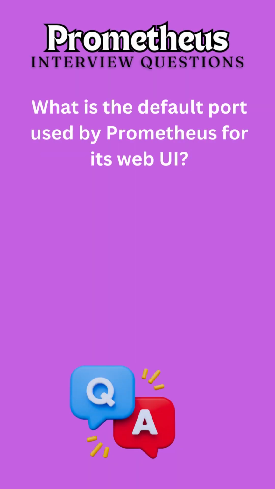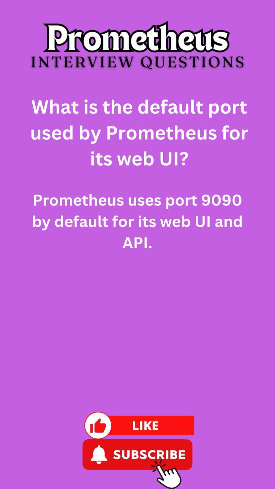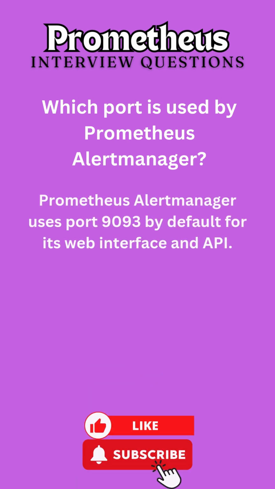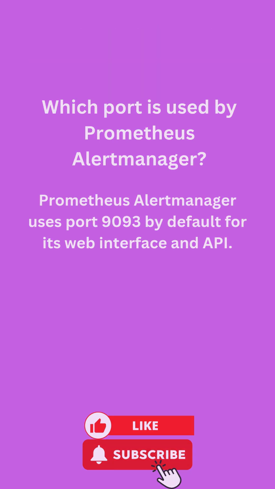What is the default port used by Prometheus for its web UI? Prometheus uses port 9090 by default for its web UI and API. Which port is used by Prometheus Alert Manager? Prometheus Alert Manager uses port 9093 by default for its web interface and API.